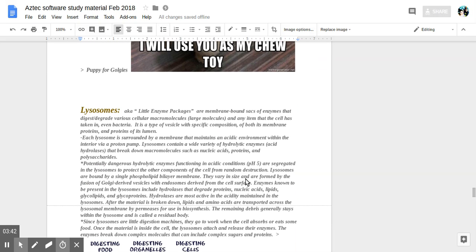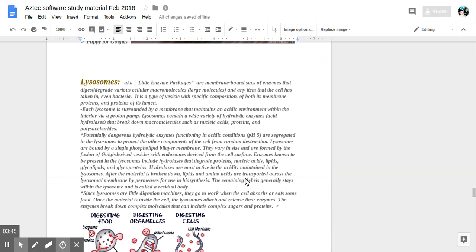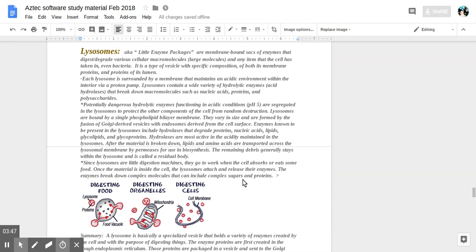So, the next organelle we're learning about is lysosomes. So, some molecules go to lysosomes as well. These are called little enzyme packages. They're membrane-bound sacs of enzymes that digest or degrade various cellular macromolecules or large molecules and any item that the cell has taken in, even bacteria that is unneeded and needs to be broken down.